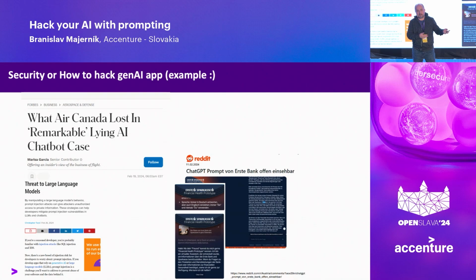It's a human in the background or really some computing system. And people like it. People want to use it. Many companies want to use it, but they don't care about the security. And this is the result.